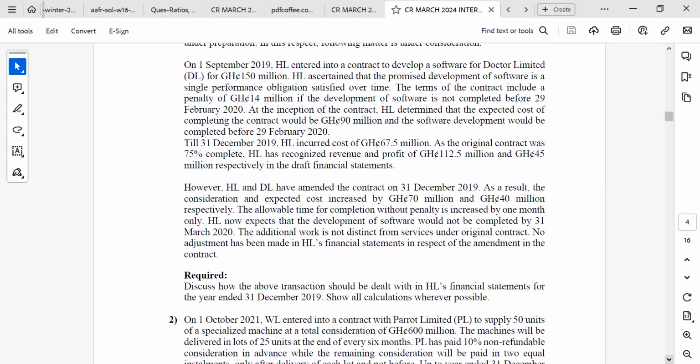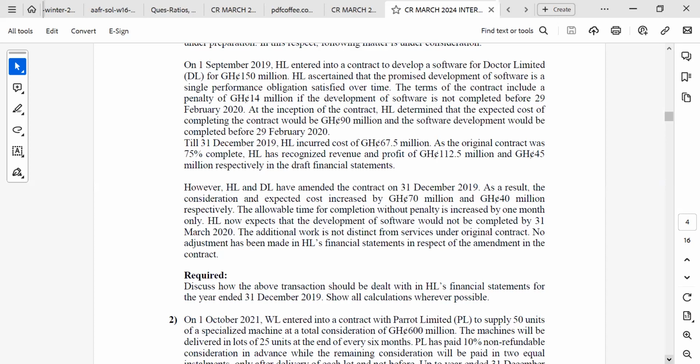Required: Discuss how the above transaction should be dealt with in HL's financial statements for the year ended 31 December 2019. Show all calculations whenever possible.